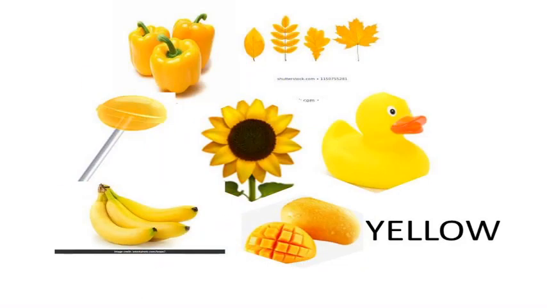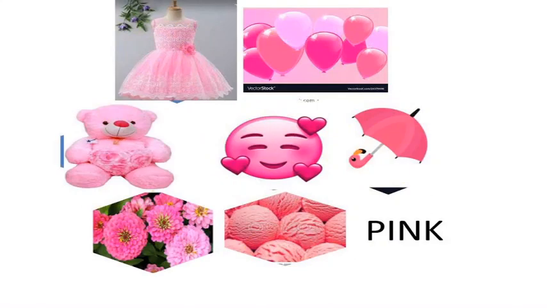Yellow: yellow capsicum, yellow leaves, yellow as in duckling, mango, banana. Yes, it's a lollipop and it's a sunflower. Pink. Pink as in the pink frock, balloons, pink umbrella, pink, yes, strawberry ice cream, pink gerberas, teddy bear. And pink emoji is always for love.